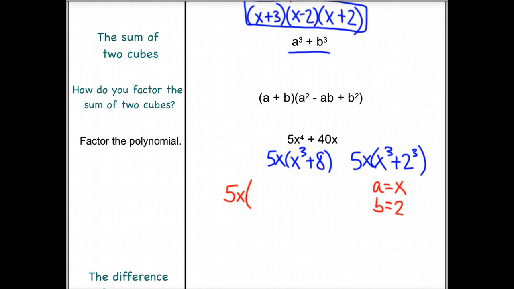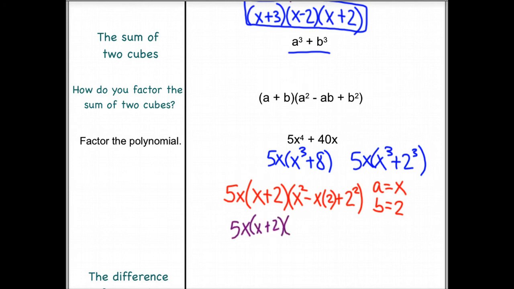So we have that a is equal to x, so we have x plus 2. And then we multiply it by a squared, which is x squared, minus a times b, which is x times 2, and plus b squared, which is 2 squared. I'm going to simplify this. We have 5x times x plus 2 times x squared minus 2x plus 4. And that's our answer.